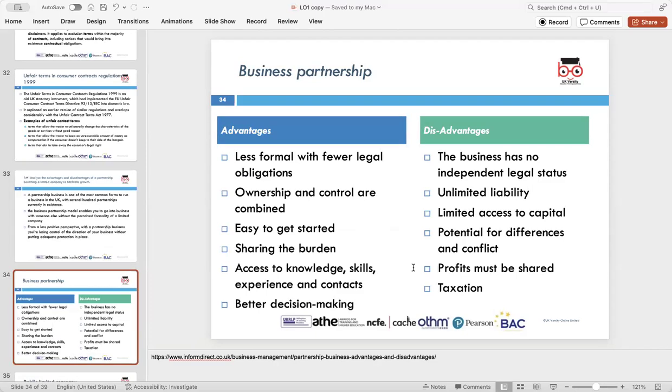Okay, there are some advantages and disadvantages of business partnership. If you look at advantages: less formal with fewer legal obligations, ownership and control are combined, easy to start, sharing the burden, access to knowledge, and better decision making. With multiple minds working together, decisions can be more thought out and well rounded.